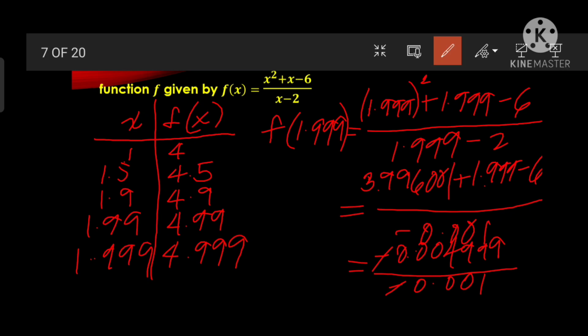It is easy to observe that as x becomes closer and closer to 2 from the left, f becomes closer and closer to a certain value as well, particularly 5. So note that the difference of the values of f and 5 becomes smaller and smaller as the difference of the values x and 2 becomes smaller and smaller as well. Okay?